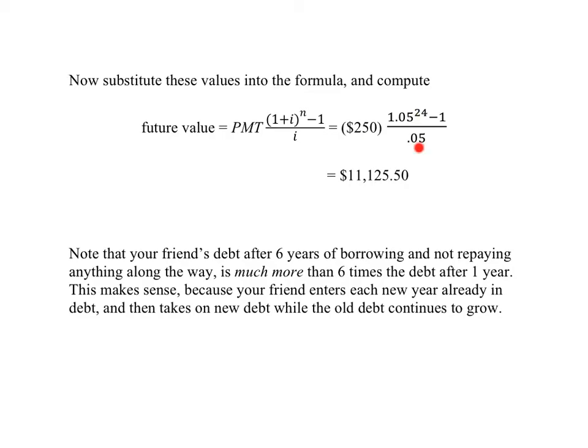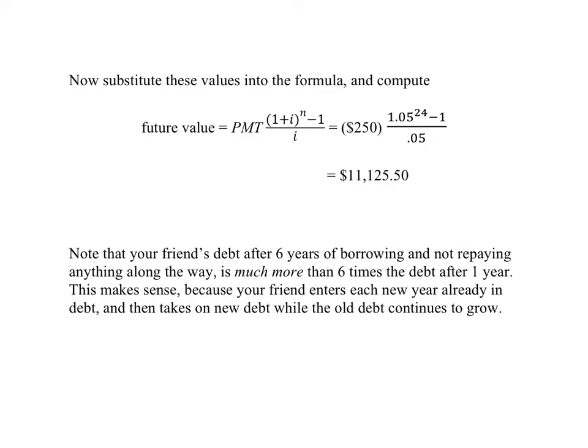And it turns out, after plugging in and computing, that your friend will owe $11,125.50. Now let's think about that for a moment. Your friend borrowed $250 times 4 equals $1,000 in the first year. So $1,000 a year times 6 years is a total of $6,000 that actually made it to your friend's pockets. But your friend will owe $11,125.50. So your friend ends up owing much more than the $6,000 originally borrowed.